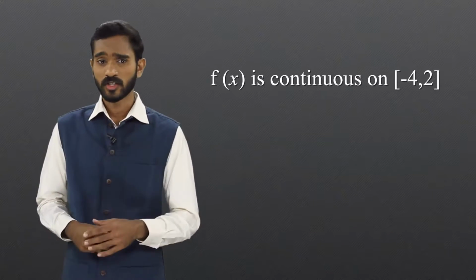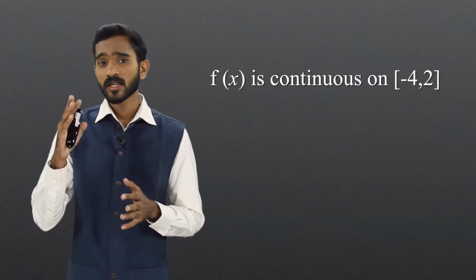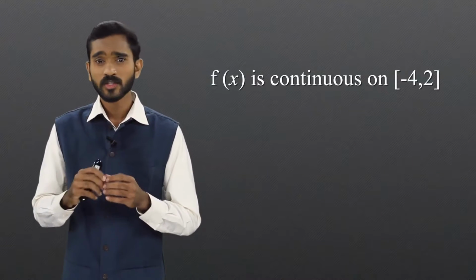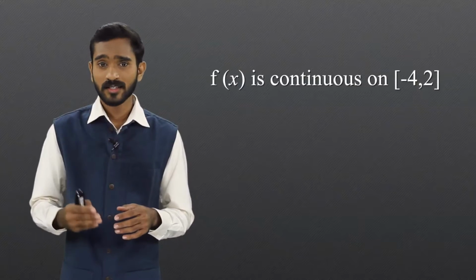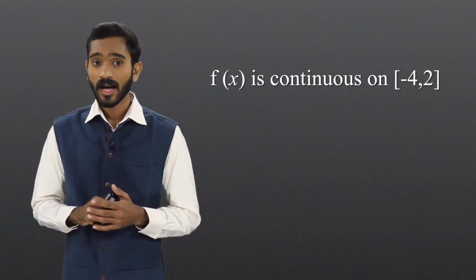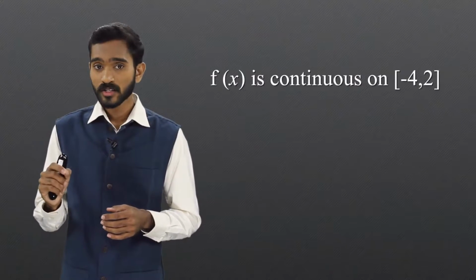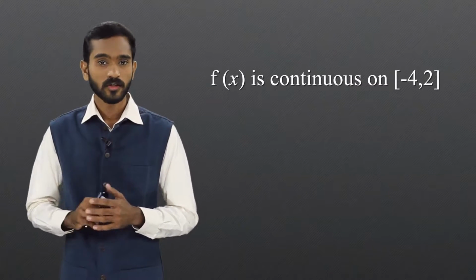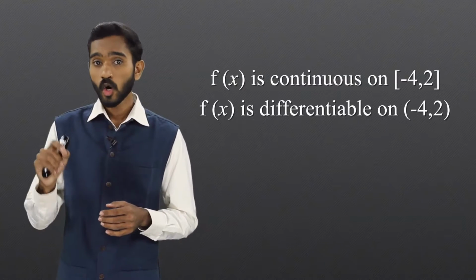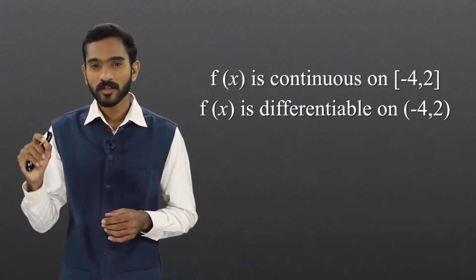Now, the second condition. To prove that the given function is differentiable, how do we do that? It is very clear at first sight that the given function is differentiable, as f dash x is equal to 2x plus 2. So f of x is differentiable on the open interval minus 4, 2.